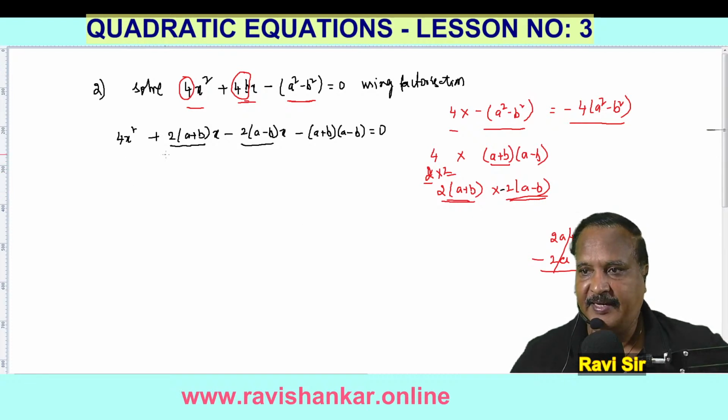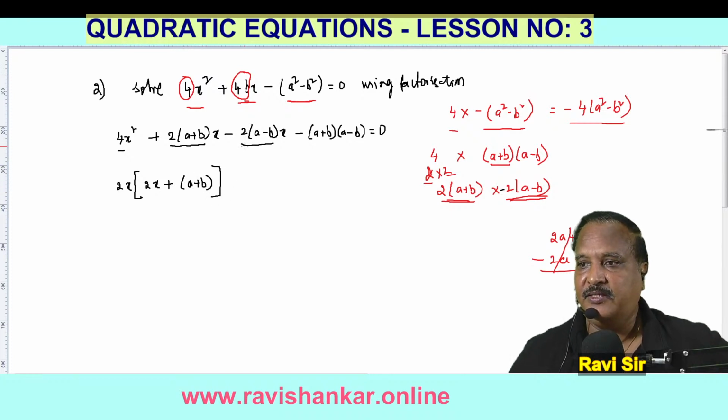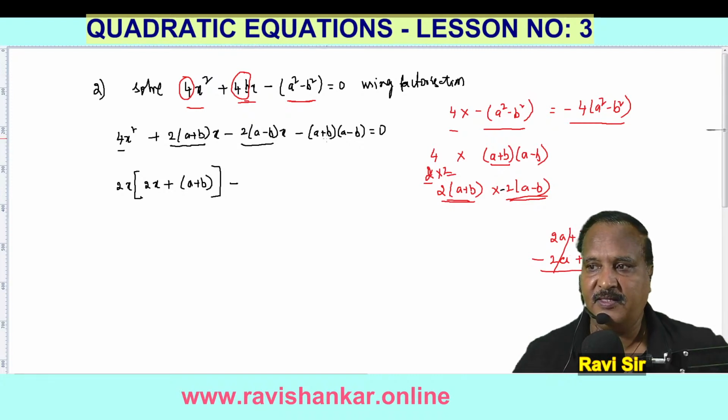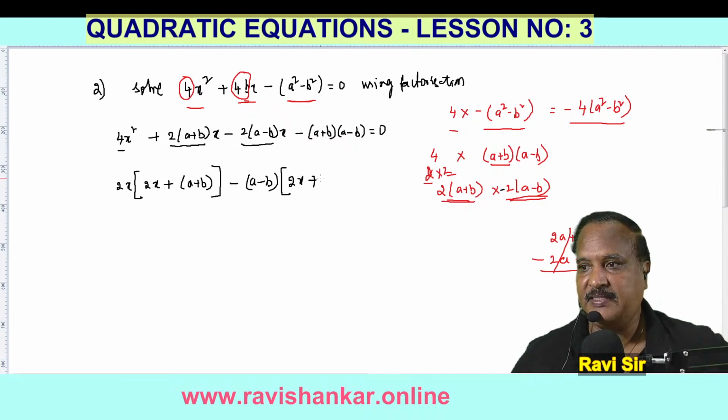Now I will take up the common things. In this 4 and 2, 2 is the common, 2x is the common. I am writing square brackets because inside there is a small bracket. So 2x into 2x and a plus b is remaining. Here again both are minus, so I will take minus as common. There is no numerical in this term. So I will take a minus b as one factor, and inside 2x plus, I have taken a minus b outside and inside is a plus b.